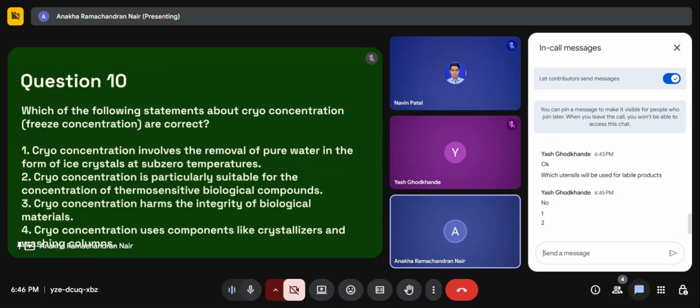Question number 10 is, which of the following statements about cryo concentration, also known as freeze concentration, are correct? There are four options given to you. Option 1, cryoconcentration involves the removal of pure water in the form of ice crystals at sub-zero temperatures. Option number two, cryoconcentration is particularly suitable for the concentration of thermosensitive biological compounds. Option three, cryoconcentration harms the integrity of biological material. And option number four, cryoconcentration uses components like crystallizers and washing columns. So out of this, which is correct and which is incorrect?